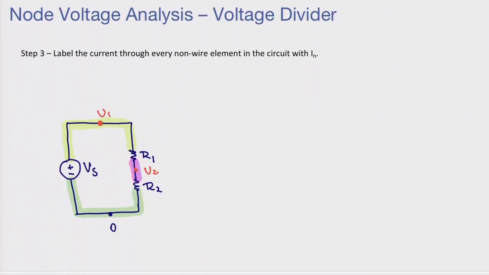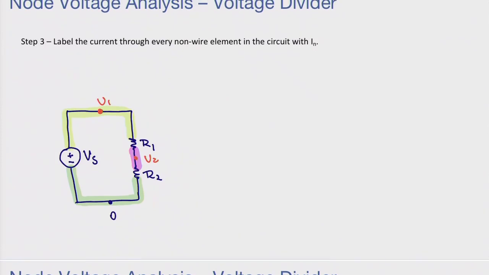Now, step three. Step three, label the currents for every non-wire element. Why non-wire? Why are we going to leave the wires out now? What's special about the wire? The current is defined by the circuit, right? The voltage is zero, the current is defined by the circuit. So if we label the other currents, we will have what we have here. Pick currents.